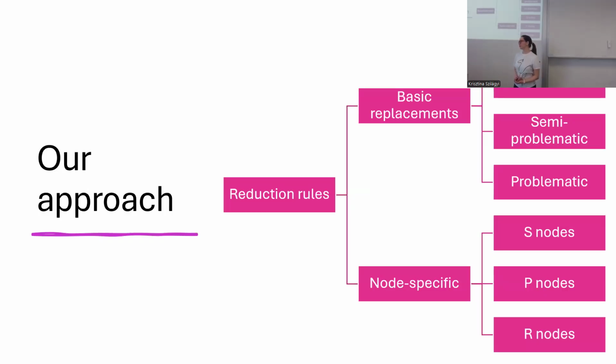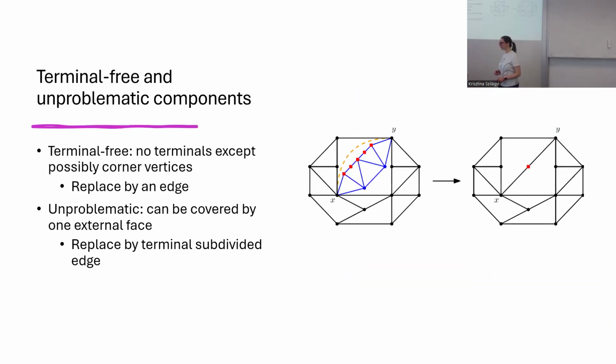So our approach is to have two types of reduction rules. We will have some basic replacements for different types of components: the terminal-free ones, unproblematic, semi-problematic, and problematic. And then we will have some node-specific reduction rules, different for SP and R nodes.